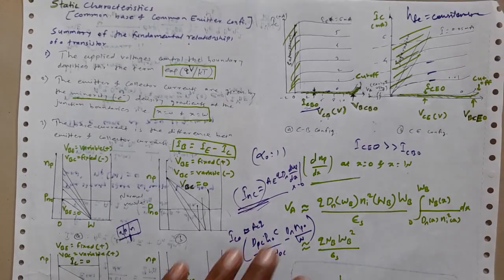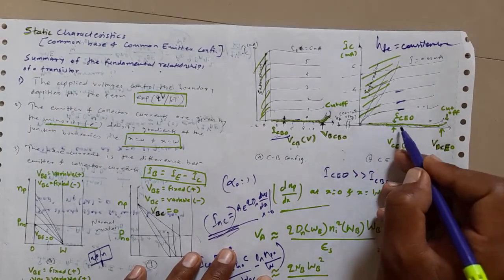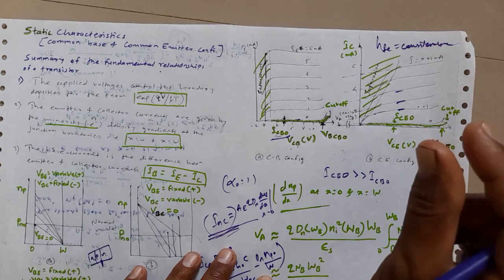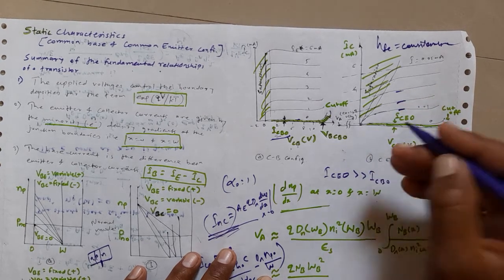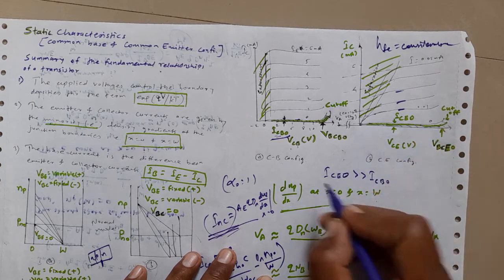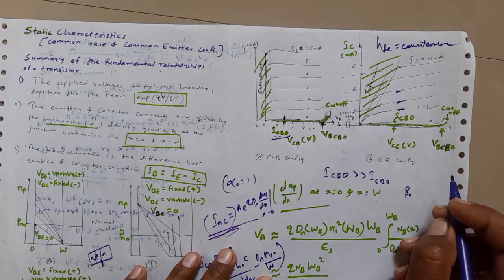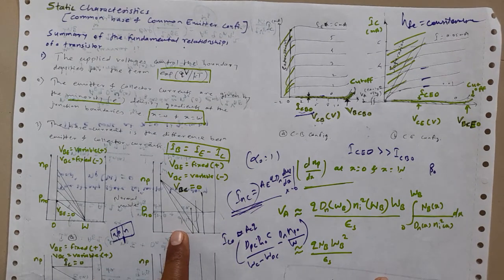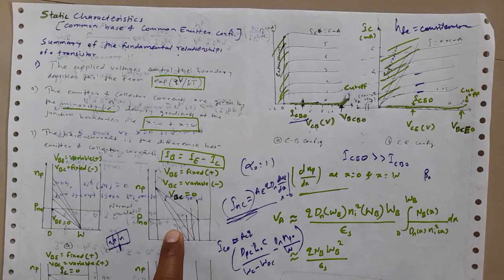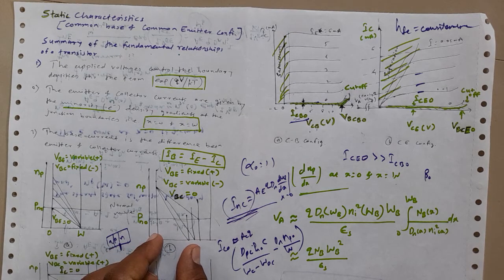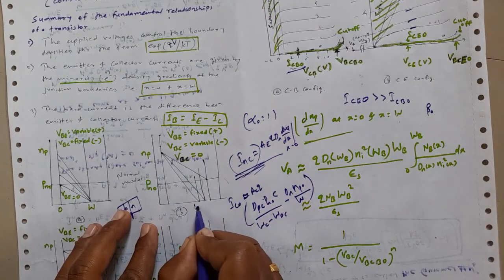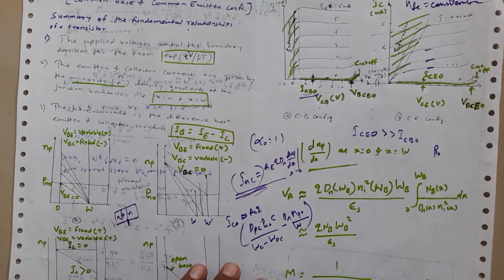Now as VCE increases, the neutral base width W decreases, causing the increase of beta 0, the amplification factor. That can be shown in this figure, the lack of saturation. The width just goes on decreasing, so here we can have the W, and here is W dash in this case.